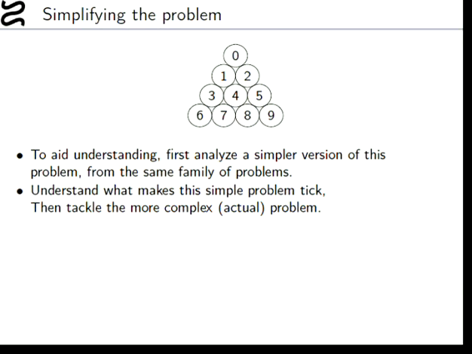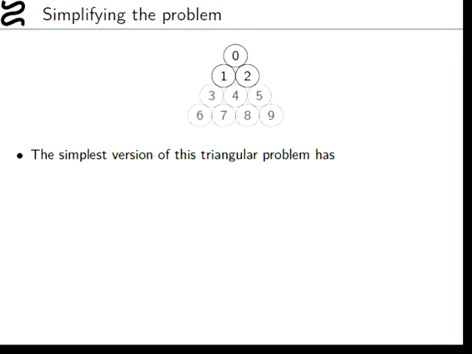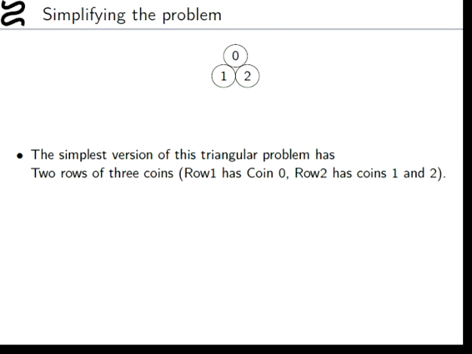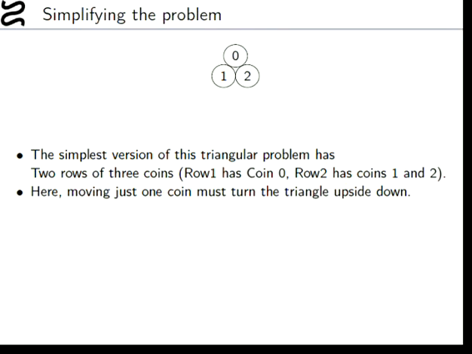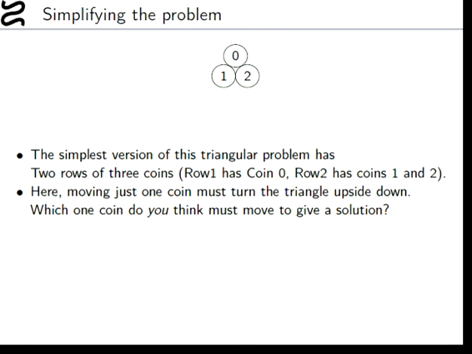Once you understand what makes this simple problem tick, you can tackle the more complex, actual problem. The simplest version of this triangular problem will have 2 rows of 3 coins. Row 1 has coin 0, row 2 has coins 1 and 2. Here, the constraint is to move just 1 coin to turn the triangle upside down. Which 1 coin do you think must move to give a solution?